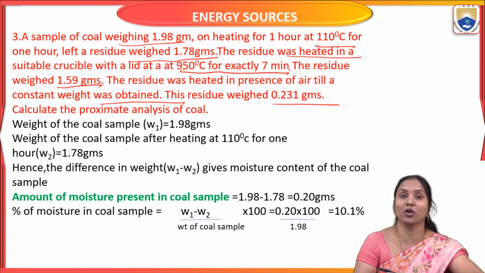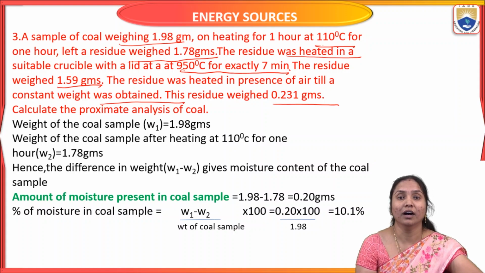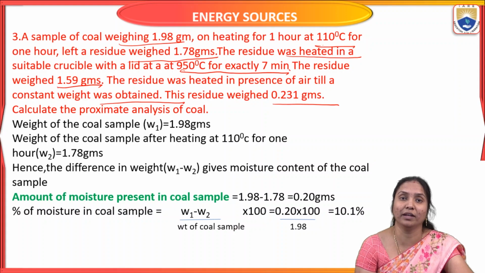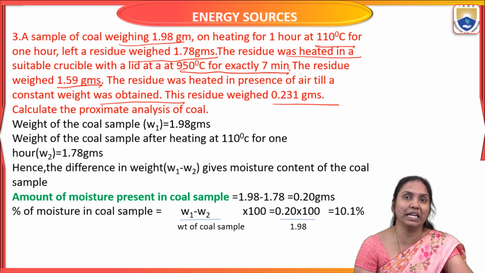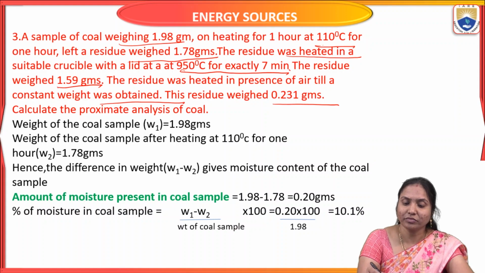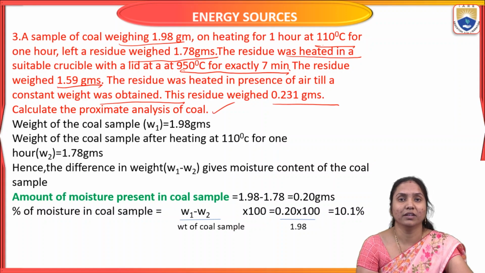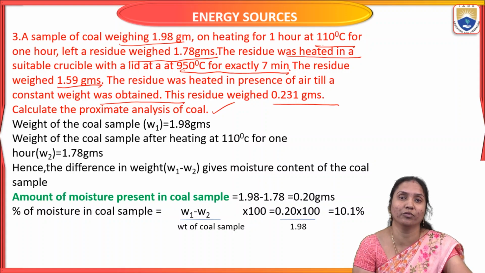Already we discussed in the last class what approximate analysis is, how we can analyze, and how we can determine the percentage of moisture content, volatile matter, ash content and fixed carbon. What the significance is, we already discussed in previous classes. Now let's discuss how we can calculate these percentages by approximate analysis. What is the use of approximate analysis? It can be used to fix the price and quality of coal. That is the purpose for which we use approximate analysis.